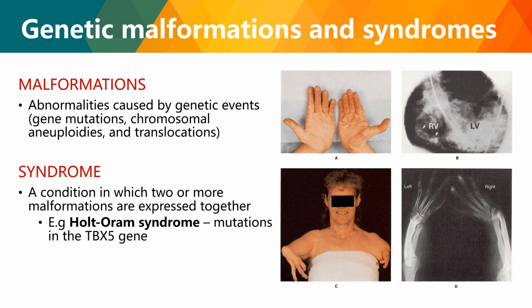Malformations are abnormalities caused by genetic events like gene mutations, chromosomal aneuploidies, and translocations. And when you say syndrome, it is a condition in which two or more malformations are expressed together. For example, the Holt-Oram syndrome, or the mutations in the TBX5 gene. TBX5 is a protein that is expressed in the developing heart and the developing hand and is important for normal growth and differentiation in both locations.